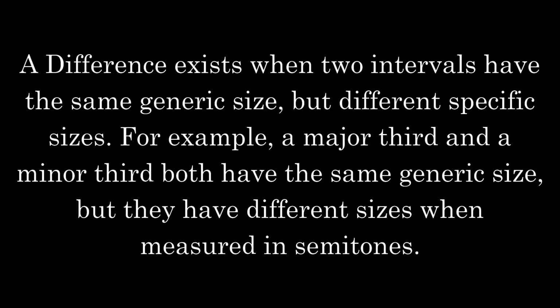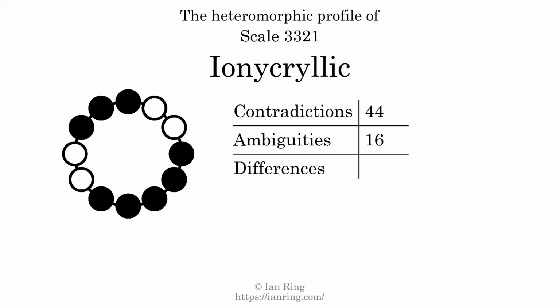A difference exists when 2 intervals have the same generic size, but different specific sizes. For example, a major third and a minor third both have the same generic size, but they have different sizes when measured in semitones. The number of differences in this scale is 93.